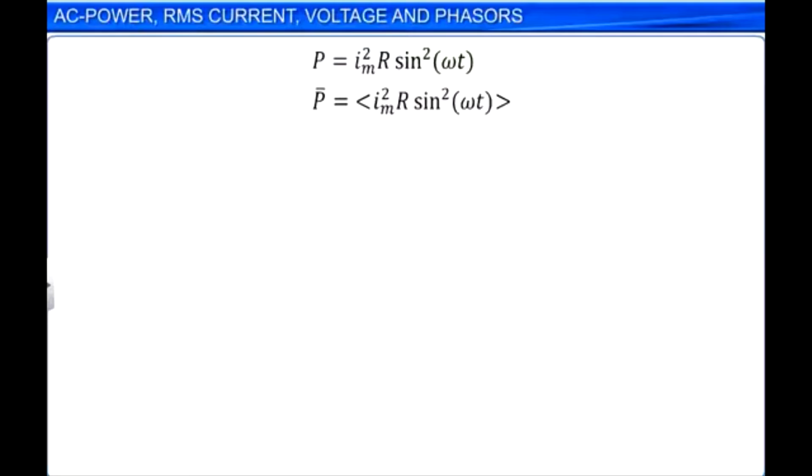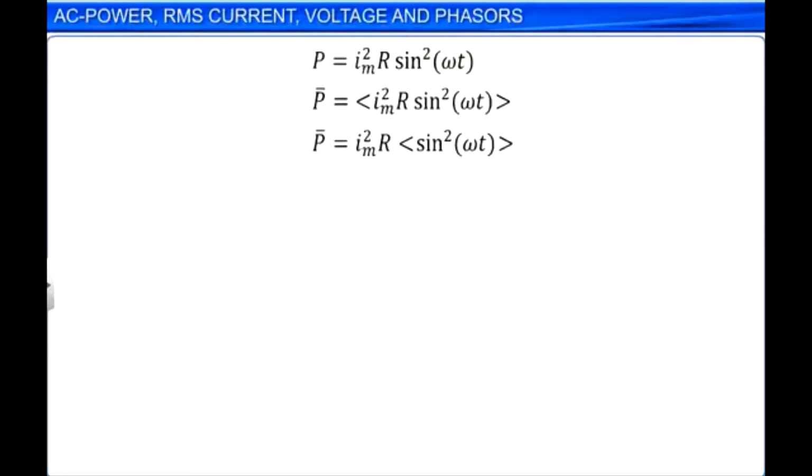Here, the quantity P bar denotes the average value of power. Conventionally, an average of values is shown with the bar over the quantity symbol. The angular brackets denote the average of the quantity inside the brackets. As the quantities Im and R are both constant, we can take them out of the angular brackets while computing the average value of the expression. Now, we have to calculate the average value of sine squared omega t in order to compute the average value of the expression.